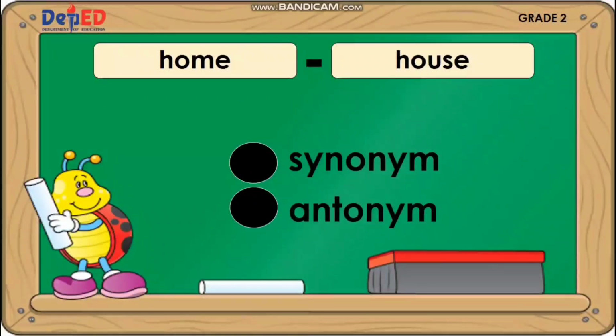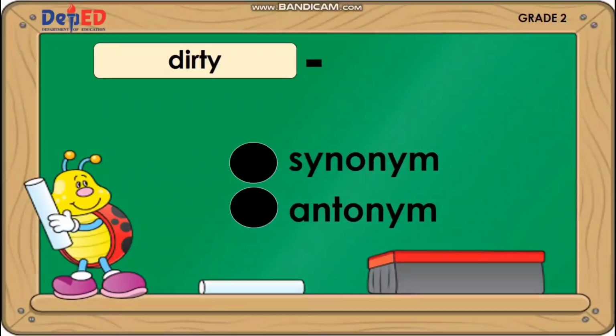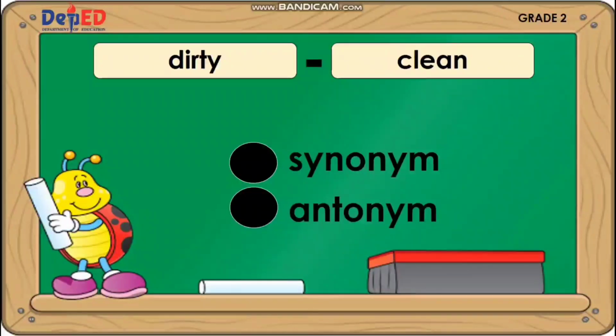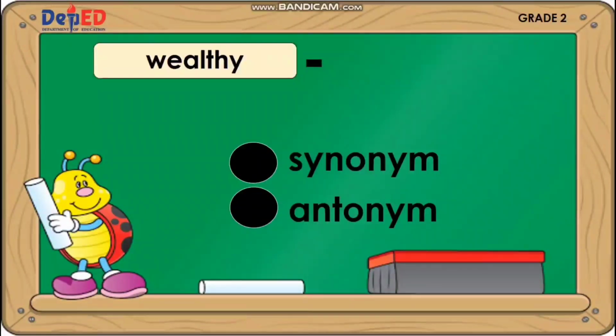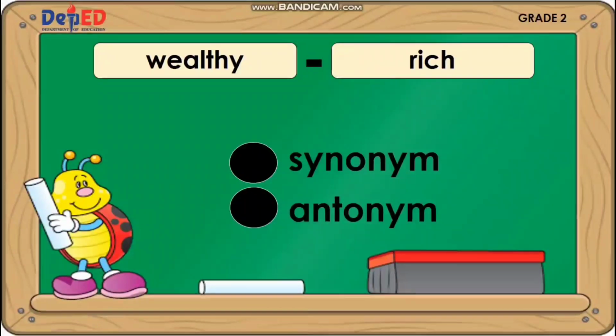Home, house. Are these words synonym or antonym? Brilliant. Synonym. Dirty, clean. Are these words synonym or antonym? Very good. Antonym. Quiet, silent. Synonym or antonym? Brilliant. Wealthy, rich. Synonym or antonym? Very good. Synonym, wealthy and rich have the same meaning.